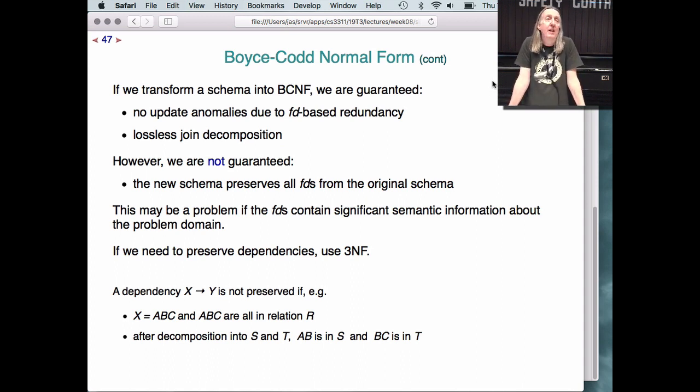Alright, so if we take a schema and transform it into BCNF, we're going to get rid of all of the update anomalies that I mentioned before, which crop up with redundancy. And also, we guarantee that when we put the tables back together, we're going to get the original table.